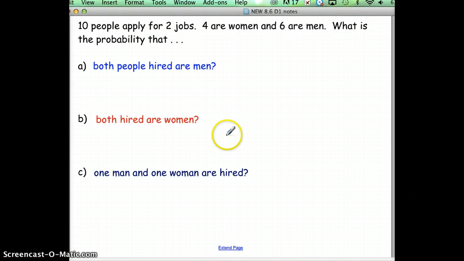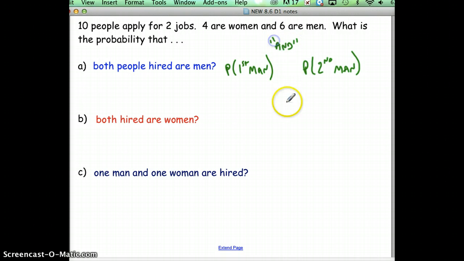Okay, 10 people apply for 2 jobs. 4 are women and 6 are men. What's the probability that both people hired are men? So we need to find the probability that the first person is a man, and we need to find the probability that the second person is a man. Did you hear in my voice when I said the probability that the first is a man and the probability that the second is a man? Okay, a couple slides ago, what did we do when it was an and? Did we multiply or add?